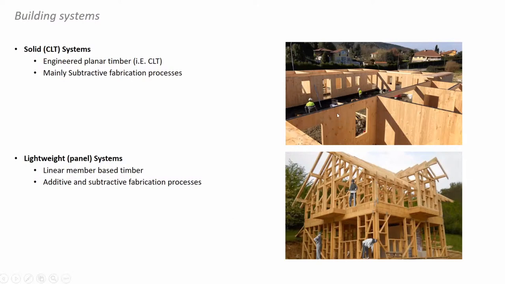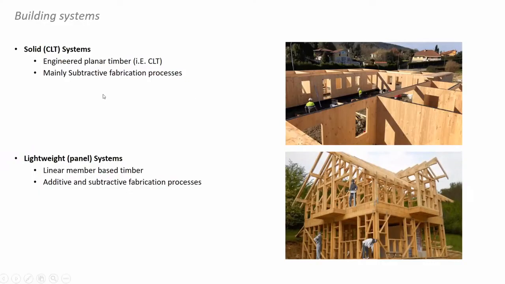It is mainly produced with subtractive processes, so it is placed on a CNC bridge, machined, and then installed. We're going to look at that a little deeper in a second. And we will have lightweight panel-based systems, where you have stick elements, linear members that are prefabricated, arranged and assembled, and also machined in additive and subtractive fabrication processes, and they're going to be assembled on site to become the building.